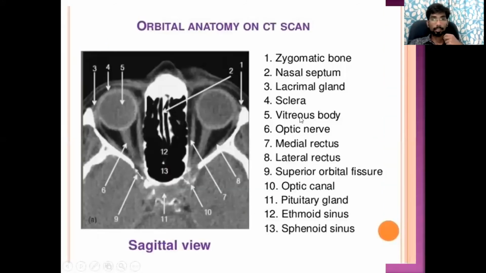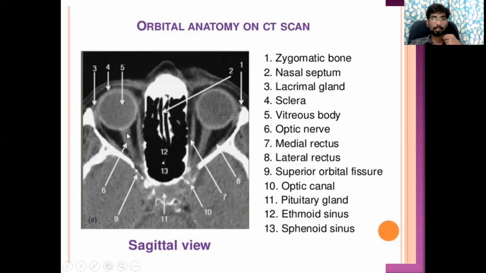So, normal anatomical landmarks on the CT scan. On the lateral wall, the triangular one is the zygomatic bone. 2 is the nasal septum. 3 is the lacrimal gland. So between the zygomatic bone and eyeball, the location is the lacrimal gland. This is the lacrimal gland. And 4 is the sclera. 5 is the vitreous body. Within the sclera we have the vitreous body.